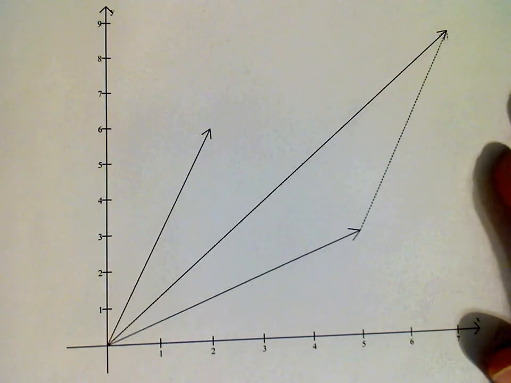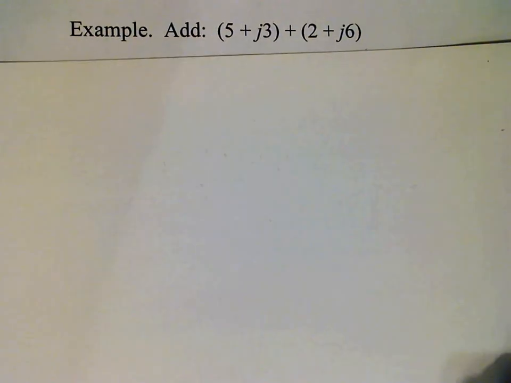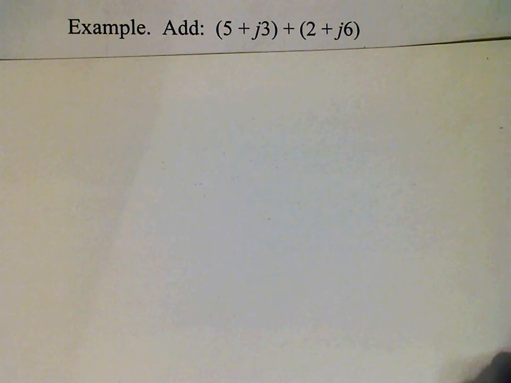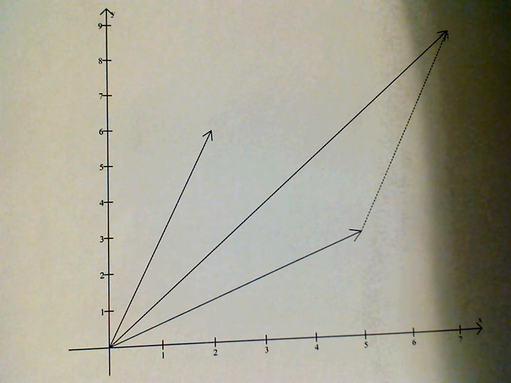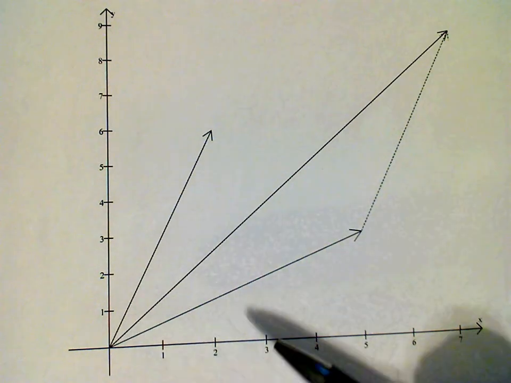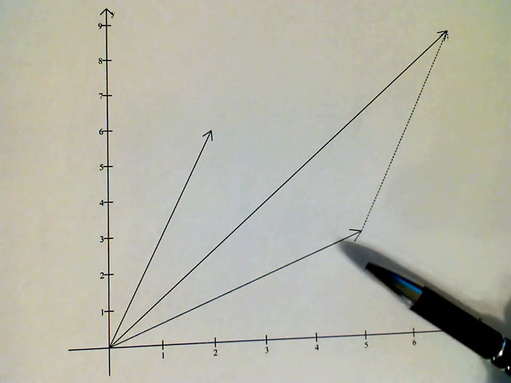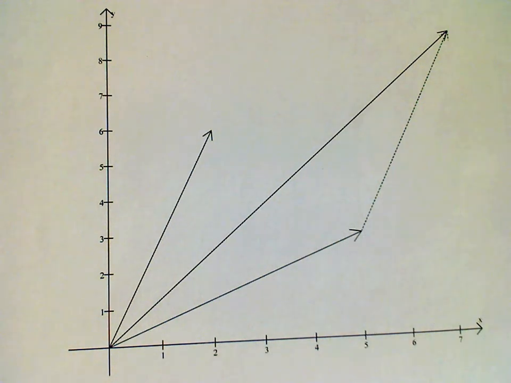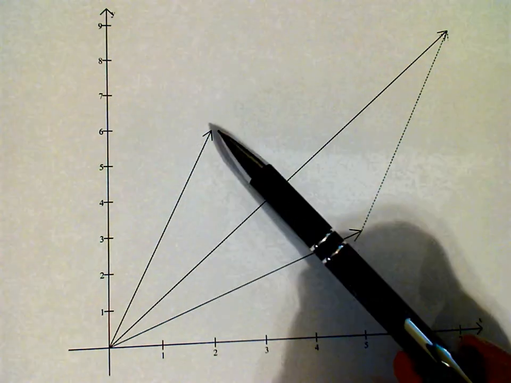Okay, here's an example. I would like to add 5 plus j3 and 2 plus j6. 5 plus j3, let's see, 1, 2, 3, 4, 5, 1, 2, 3. So there's the phasor representing 5 plus j3. And 2 plus j6, 1, 2, and then 1, 2, 3, 4, 5, 6.